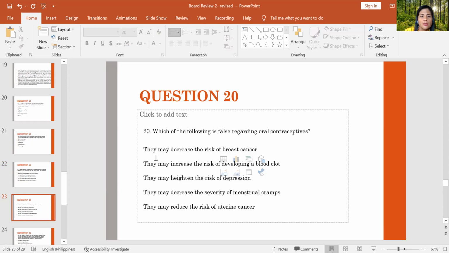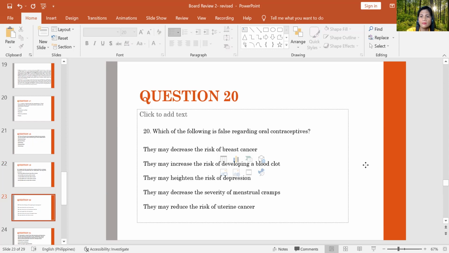And may increase also the risk of developing blood clots in women who smoke, and they can reduce the risk of uterine cancer and are frequently used in women with primary dysmenorrhea. So primary dysmenorrhea refers to painful menstrual cycle without an underlying cause.